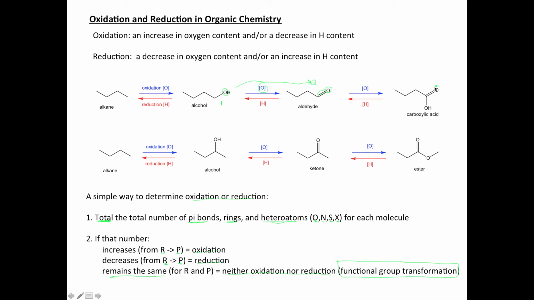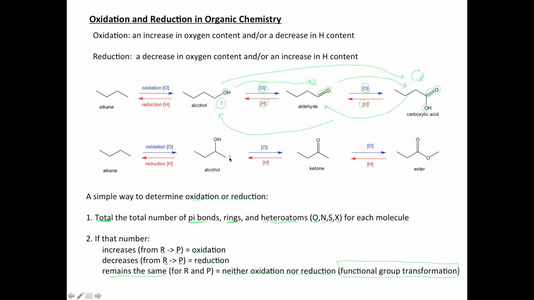Looking at a carboxylic acid, we have 2 oxygen atoms and 1 pi bond. That would give me a value of 3. So if I go from an aldehyde to a carboxylic acid, again that's an oxidation. Or if I went from an alcohol all the way to a carboxylic acid, we're going from 1 to 3, the number's increased, again that is an oxidation. And the converse is true. If you go from a carboxylic acid to an aldehyde or a carboxylic acid to an alcohol, we're going from 3 to 2 or 3 to 1, and those are reduction reactions.